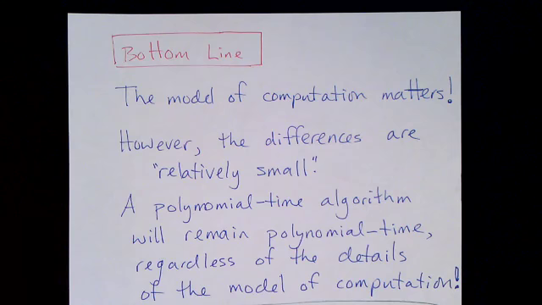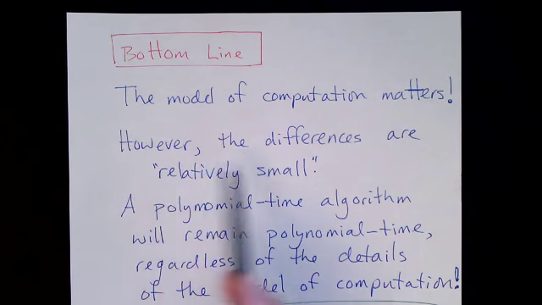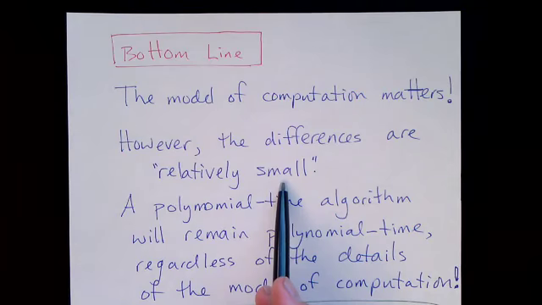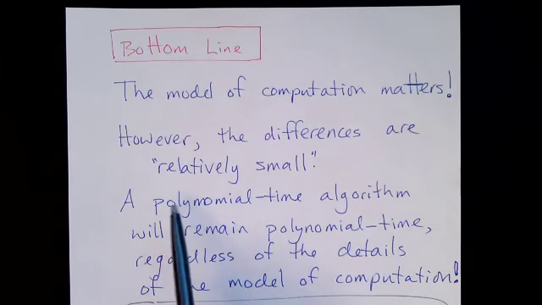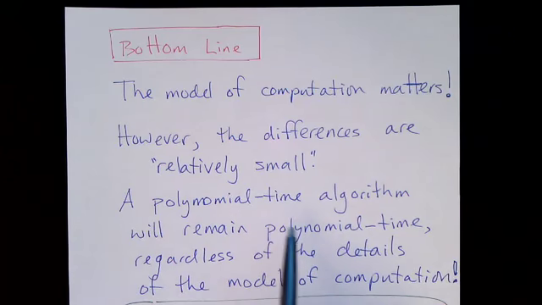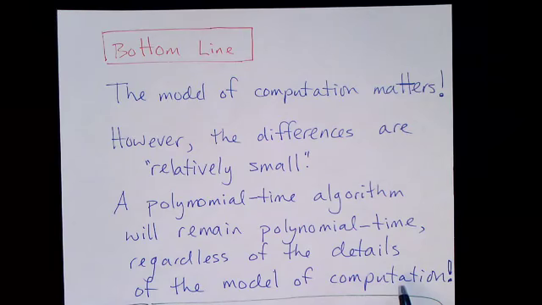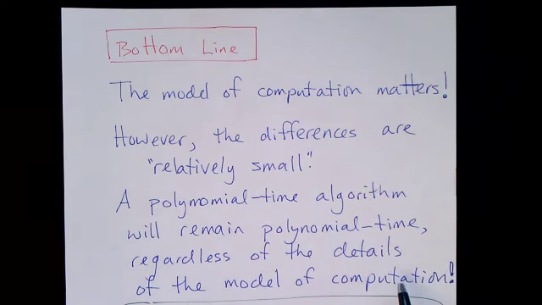So the bottom line is that the model of computation matters. The thing to remember here is that the actual computer you're using can make a difference. But it's also important to understand that the differences between one machine and another machine are, shall we say, relatively small. And in particular, an algorithm that takes polynomial time will remain a polynomial time, regardless of the details of the model of computation. Now, if you move to a faster microprocessor, you might be going at twice the speed, or even 3 or 4 times the speed, but that's a constant speed up.